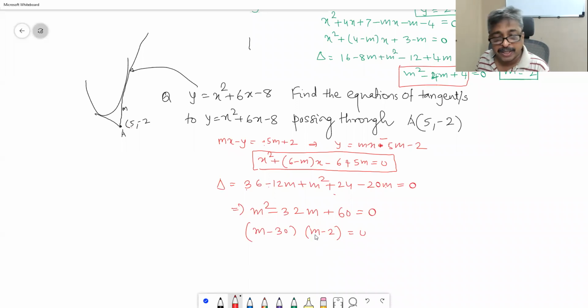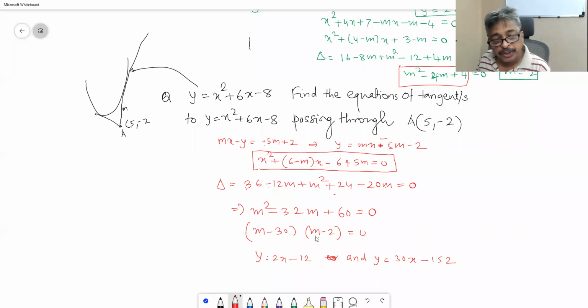So now we are not required to find the foot of perpendiculars, but that is an additional thing which I can show you, which we can get by putting these values of m back into the equation. However, let us write down the equations of tangents first. If the slope is 2, then the equation of the tangent becomes y is equal to 2x minus 10 minus 2, that is 2x minus 12, and y is equal to 30x minus 150.